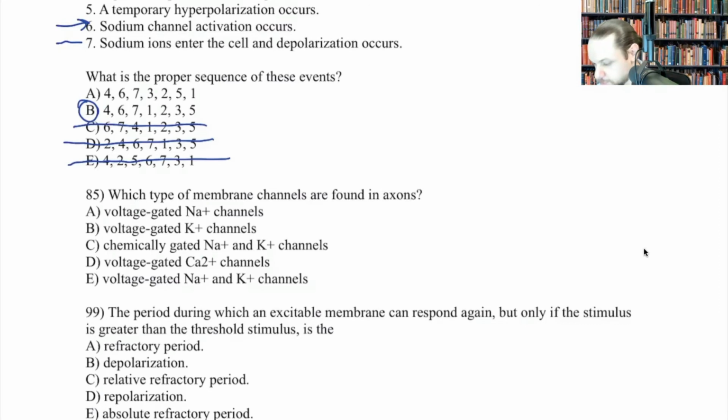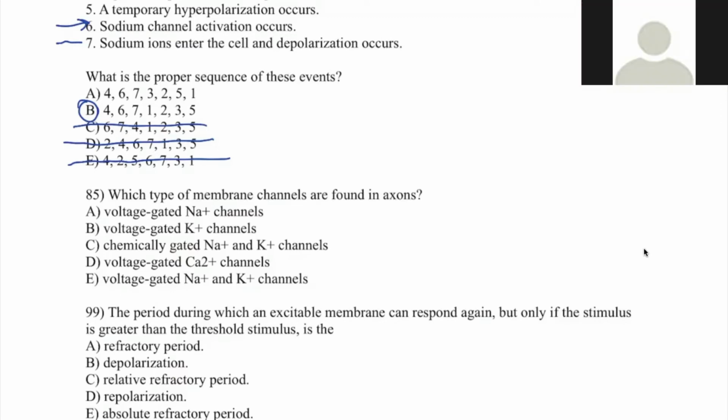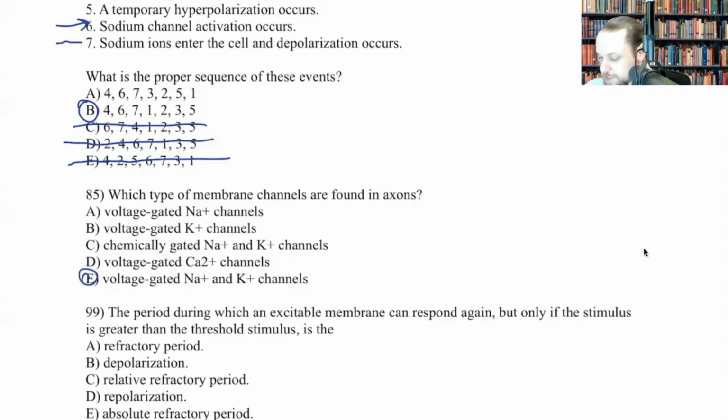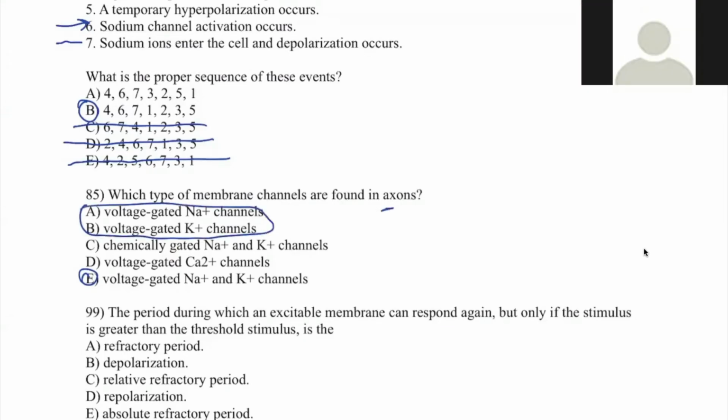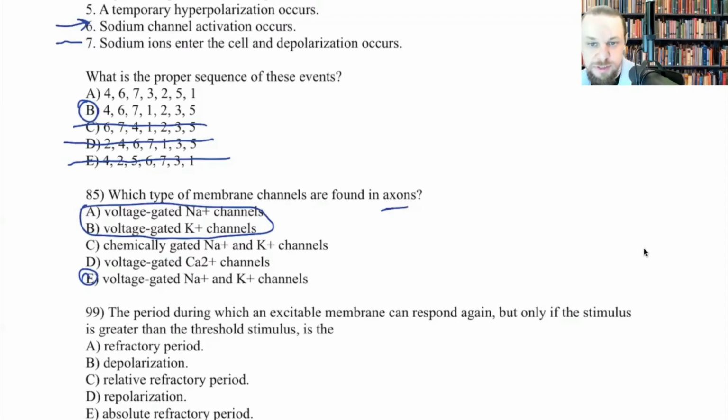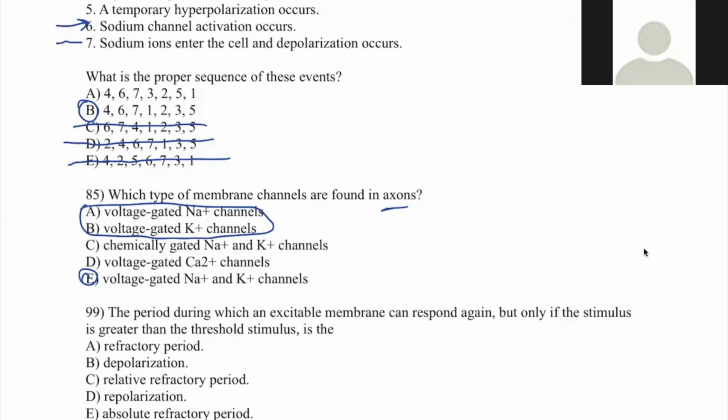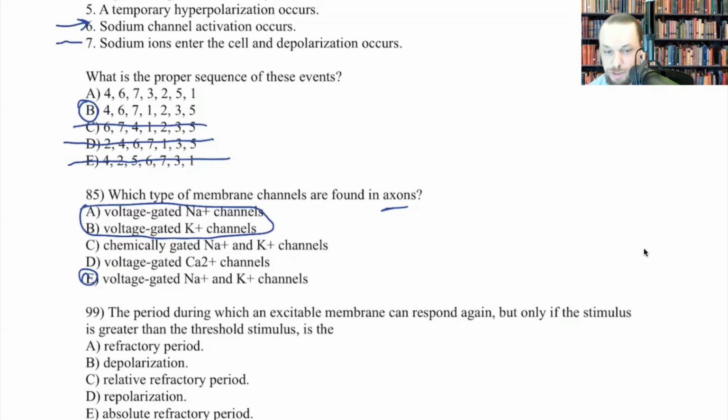I will go with A. Consider all your answer choices, because the reason why it's E is that choice E is inclusive of these two. This question says which channels are found in axons, and remember, what does the axon membrane do? It has to depolarize and repolarize. Depolarization is done by sodium, repolarization is done by potassium. So the reason why E is the best, I'm not saying A is incorrect or B is incorrect, but they're incomplete. E is the best choice because this membrane has both of those channels. So for number 85, E would be the best choice.